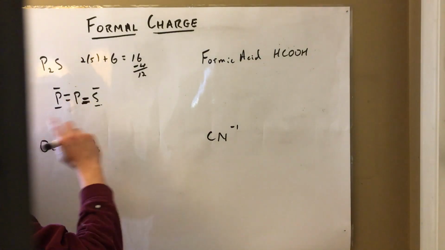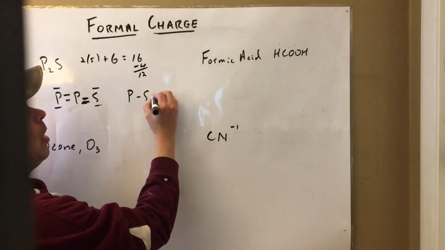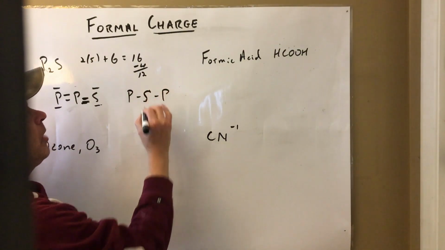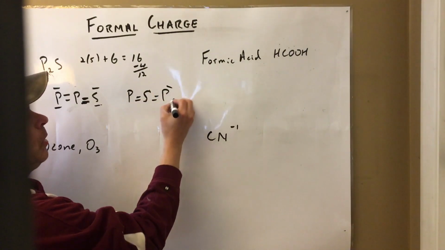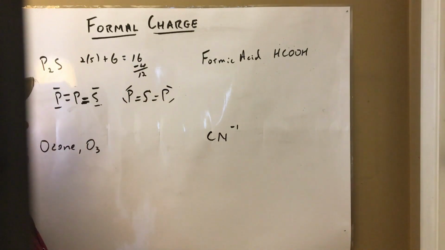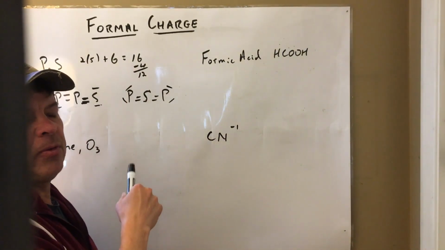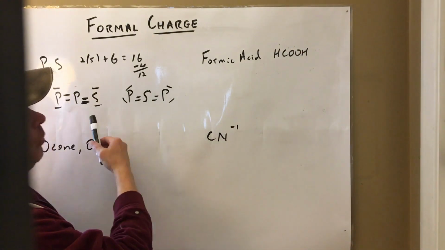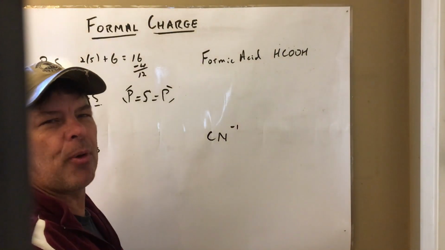Now, who's to say phosphorus is in the center? So let's say sulfur's in the center. Let's draw a Lewis dot structure. If we cut right to it, it would look like this. So we can use formal charge to determine which of these structures is the correct one, or the one that's more prominent.